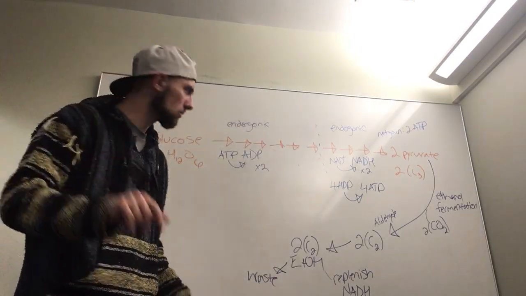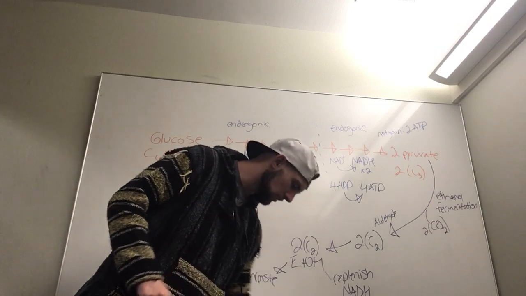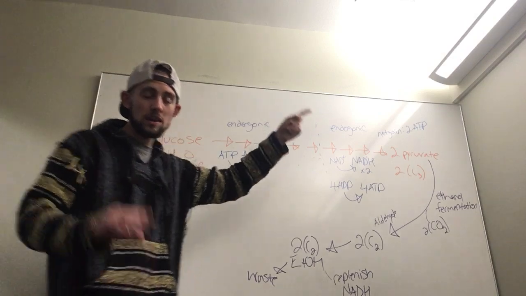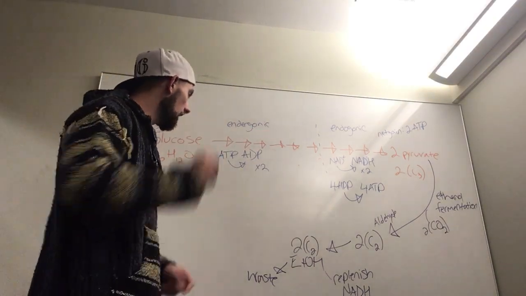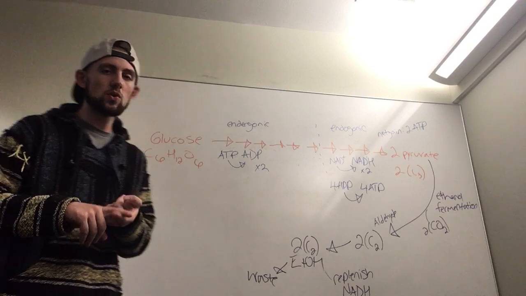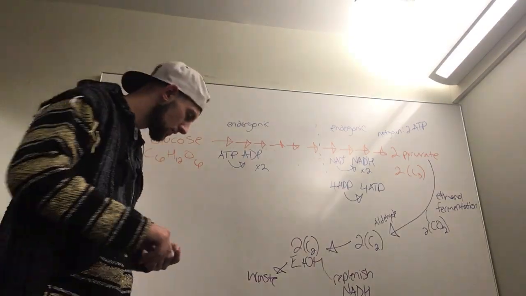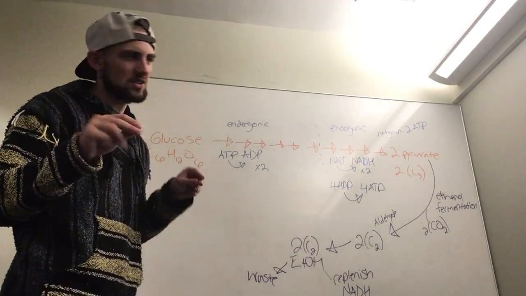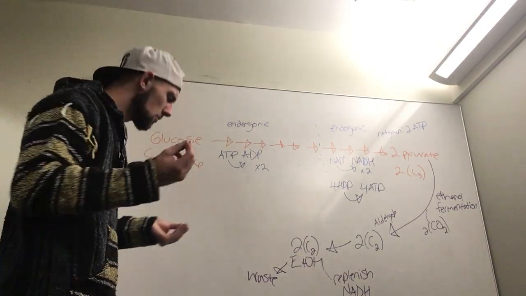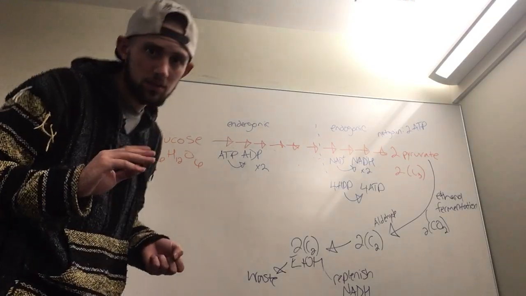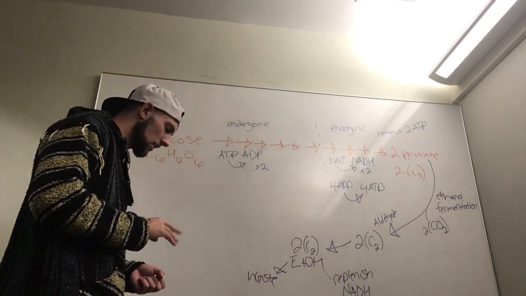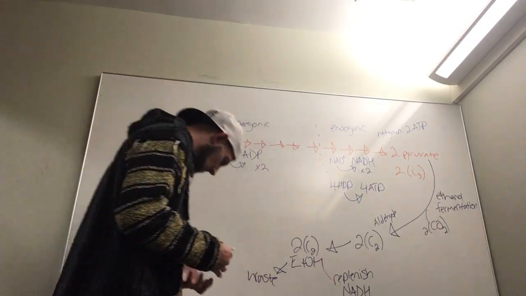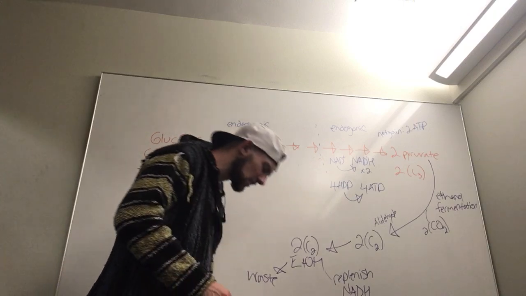This is all before we get to the mitochondria. So we're still outside the mitochondria. And we've already created 2 ATP, net 2 ATP, and we've also created 2 NADH. And we'll go over what NADH does. He didn't really specifically say what NADH is, but it does have a specific purpose, and that purpose is mostly in electron transport chains.